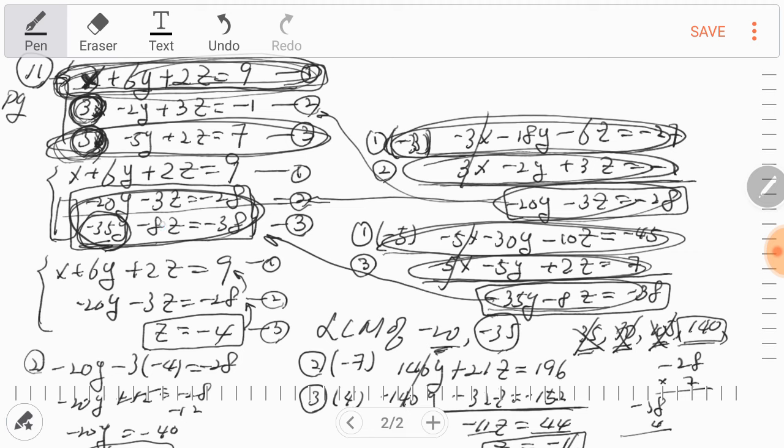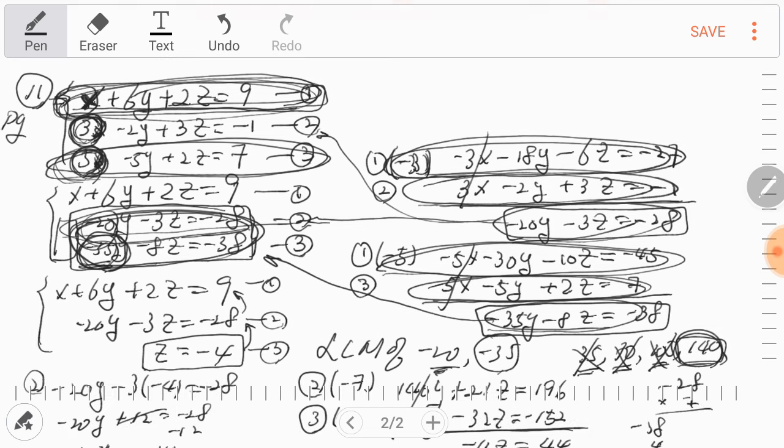Okay, by the way, using the second equation, in this case we have to make the same coefficient of y. So we have to find the LCM of 20 and 35, which is 140. So we will make the coefficient of y to be 140. The other one is negative 140. So when we add these two, the y terms are eliminated. Okay, this is how we do this one.